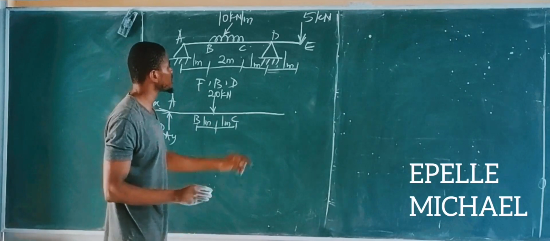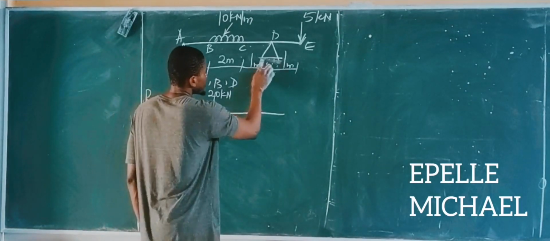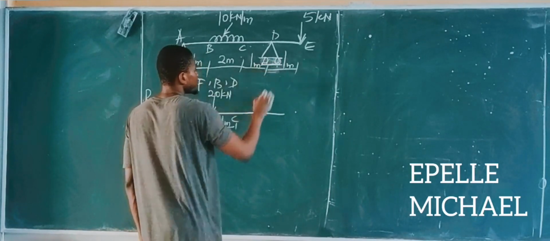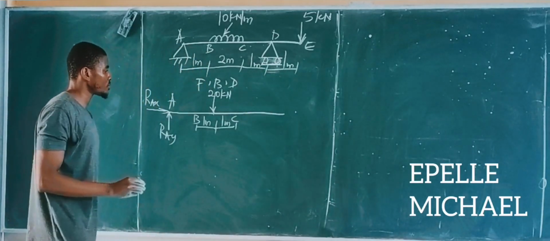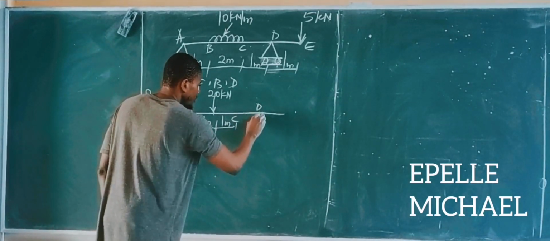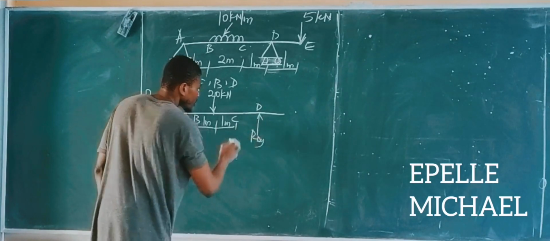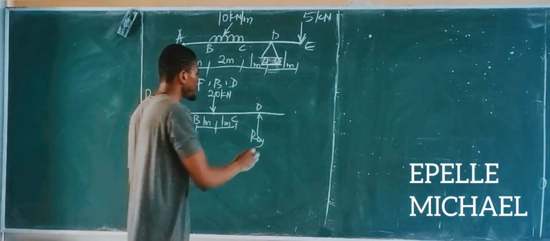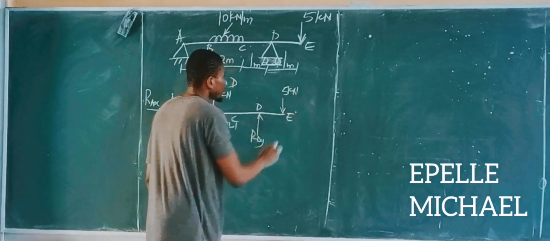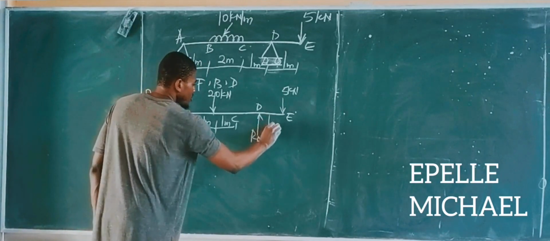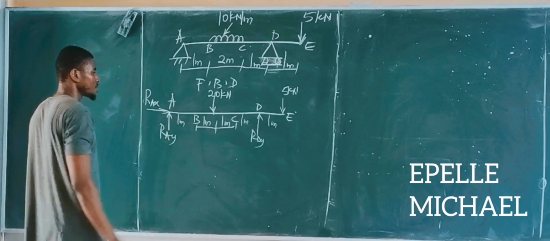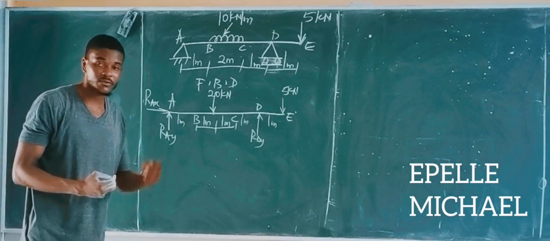Alright, at point D, this is the roller. At point D we have a roller, and for the roller we just have one reaction normal to the surface. So this is point D, and we'll have a reaction RDY. Then at point E, we have a 5 kilonewtons force. The spacing is 1 meter, 1 meter, and then 1 meter apart. Alright, so that becomes the free body diagram for that beam.